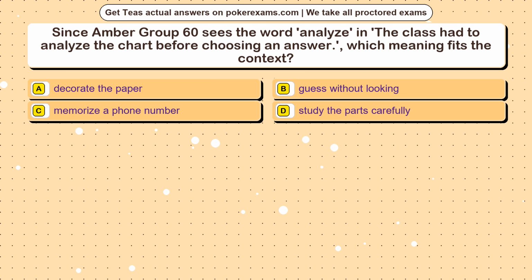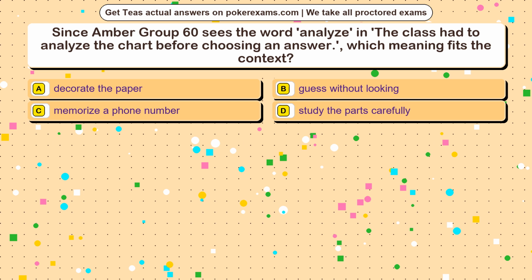Question 6. Since Amber Group 60 sees the word analyze in "the class had to analyze the chart before choosing an answer," which meaning fits the context? Option A. Decorate the paper. Option B. Guess without looking. Option C. Memorize a phone number. Option D. Study the parts carefully.